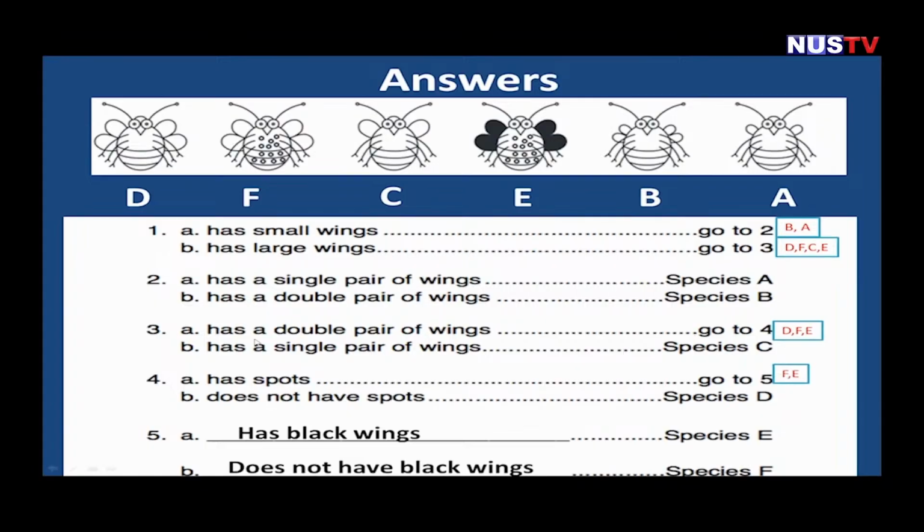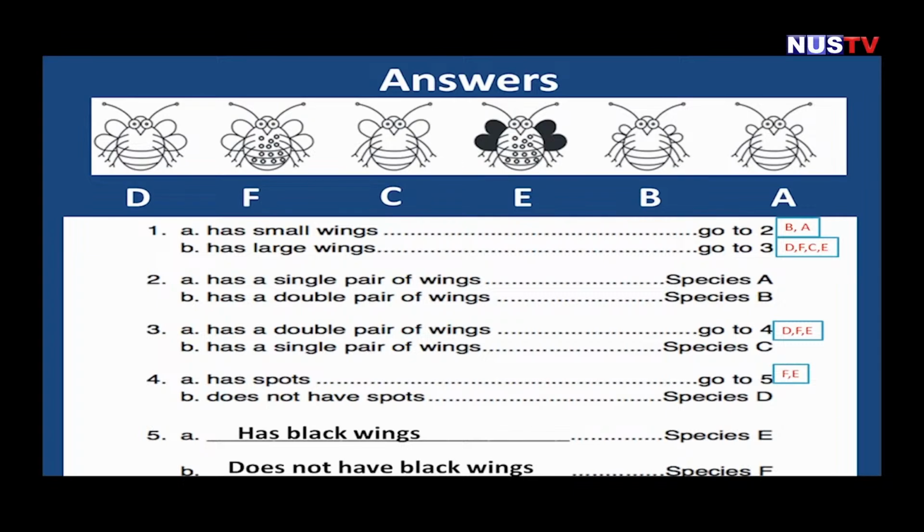The first option for 3 has a double pair of wings, and this refers to species D, F, and E, is to go to 4. Has a single pair of wings, which is species C. So the bees that are moving on to step 4 are D, F, and E. Has spots. So the bees that have spots are F and E. And the bee that does not have spots is species D. So you are left with F and E.